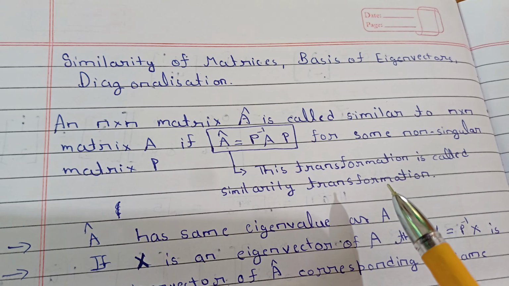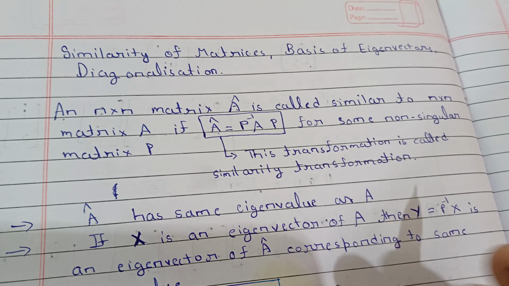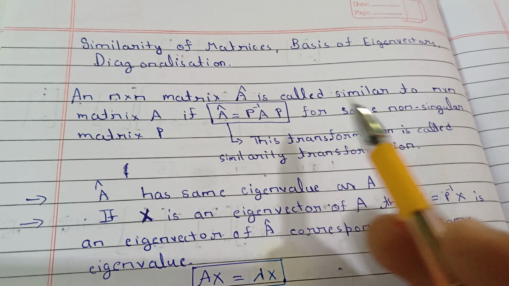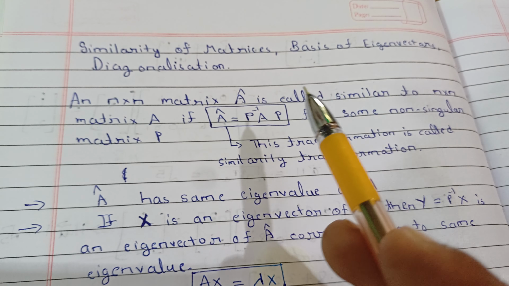So it's easy. What we will do today is similarity of matrices, basis of eigenvectors and diagonalization. These are very interesting topics. So what is the meaning of similarity of matrices?